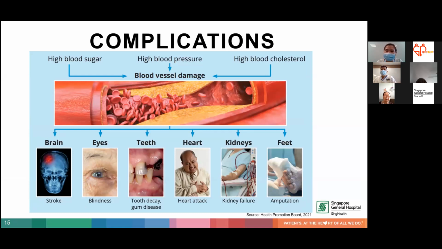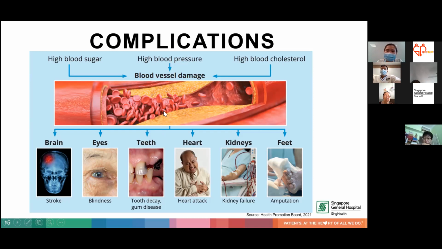And what happens when we have so much blood sugar in our body? So as I mentioned earlier on, we may have high blood sugar, high blood pressure, and high cholesterol. And this can result in blood vessel damage. So you can see in the picture, the blood vessel, you can see that there's a narrowing of the blood vessel due to the accumulation of fat in the blood vessel.